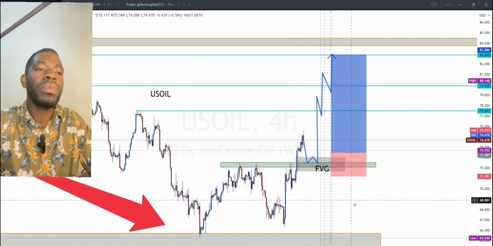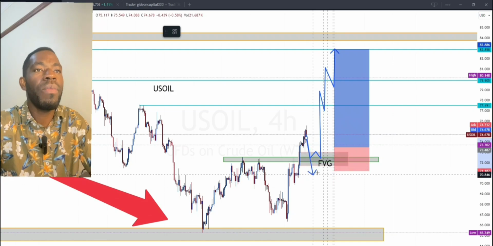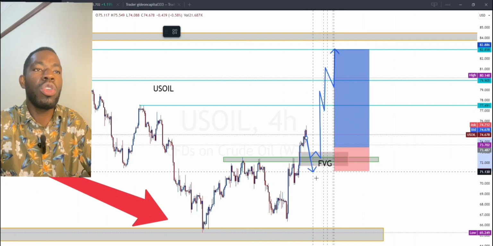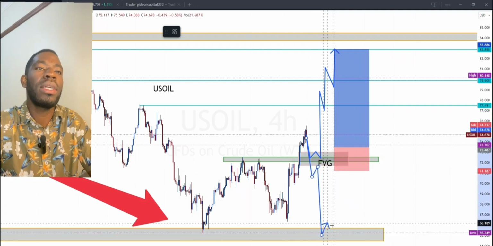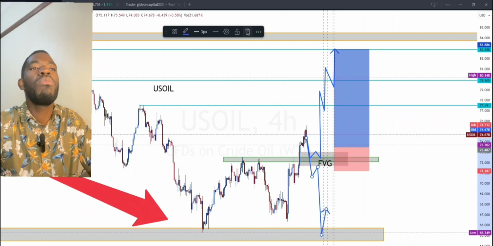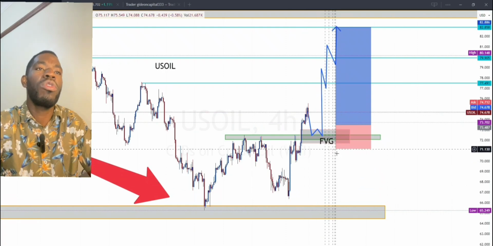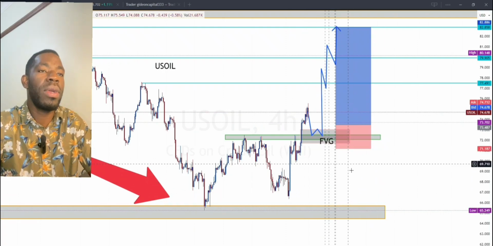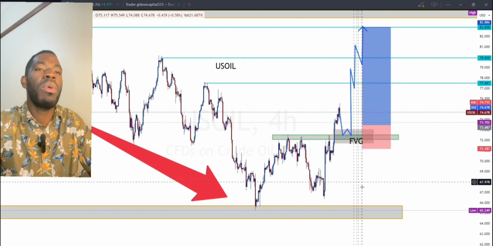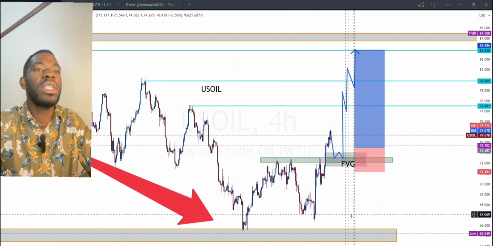It's also possible for price to break below the fair value gap. If that happens, then this setup is invalid. You wait for a continuation down to this support before you can consider buying again. If the price breaks below the fair value gap area, please wait for the price to get to the support before you can consider buying again, or even the price falling below this support area, it's possible. But for now we are looking at buying US oil. So watch out for these guys next week.